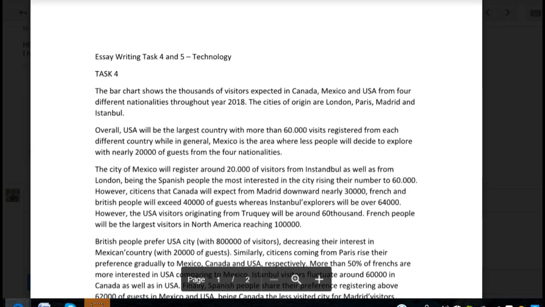The bar chart shows the thousands of visitors expected in Canada, Mexico, and USA from 4 different nationalities throughout year 2018. The cities of origin are London, Paris, Madrid, and Istanbul. Okay, your grammar is pretty good, but you've reversed the data. So in other words, the thousands of visitors are expected from the countries, and the cities that are expected to be visited are London, Paris, Madrid, and Istanbul.